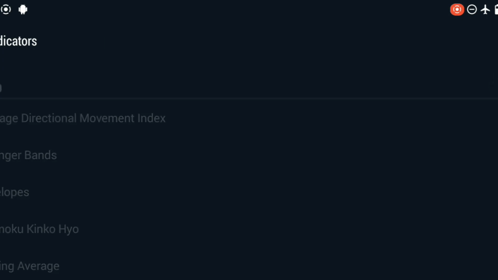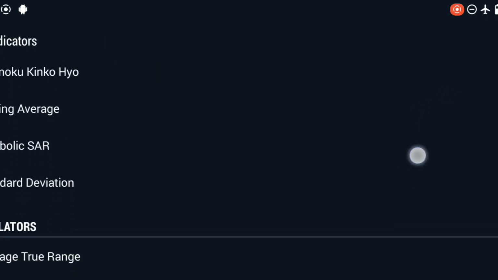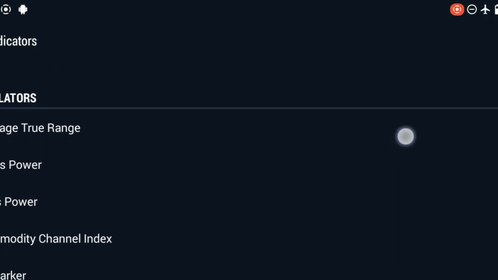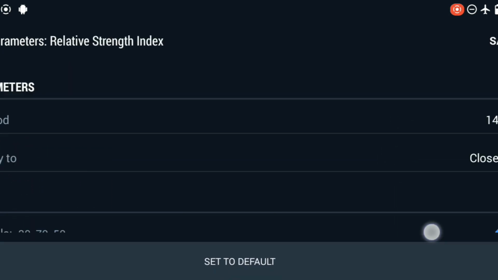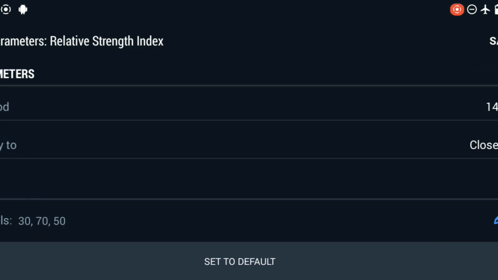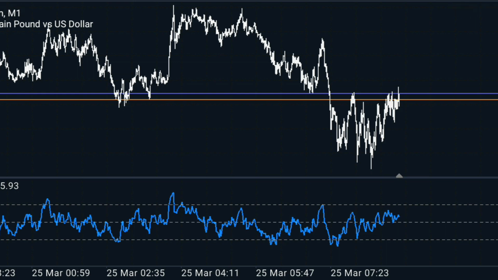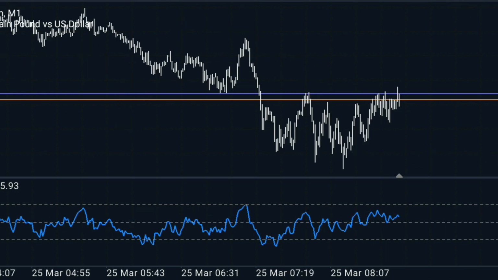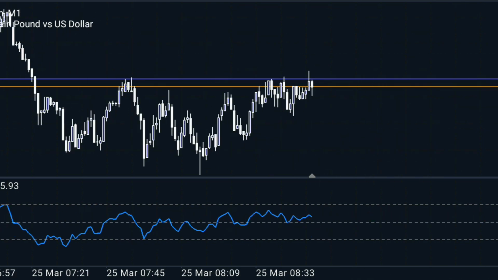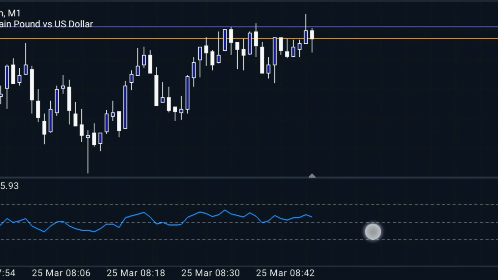Using indicators, we can come to the indicators tab and look for the RSI, which is the relative strength index. We have it here. When you click, this is already set, the period is 14. You can just leave it at default, then you apply. So when you apply, this is how it is going to appear. And expand it a bit. This is how it is going to appear.